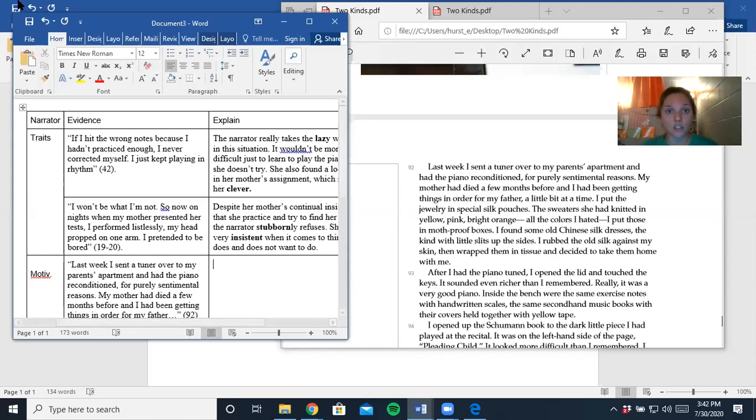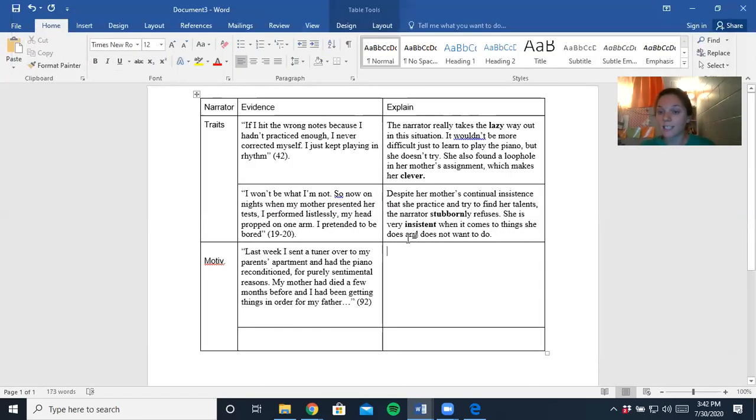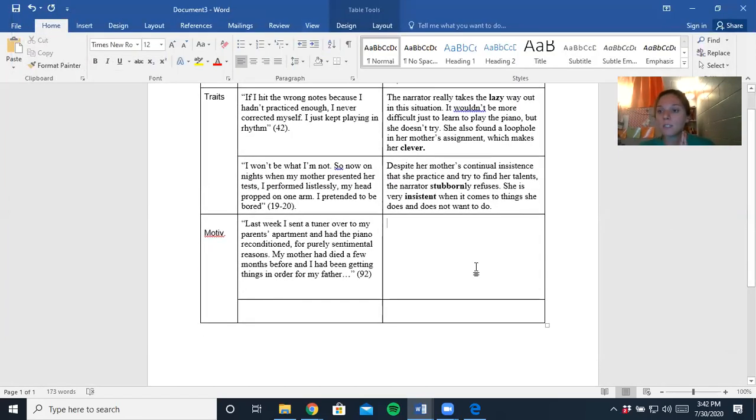So this is an interesting action because it is a big shift, but it also states explicitly why she does it. So sometimes the motivations are really easy to find. You don't really have to think too deeply about it. So this section states explicitly why she is doing what she is doing, aka having the tuner sent over.